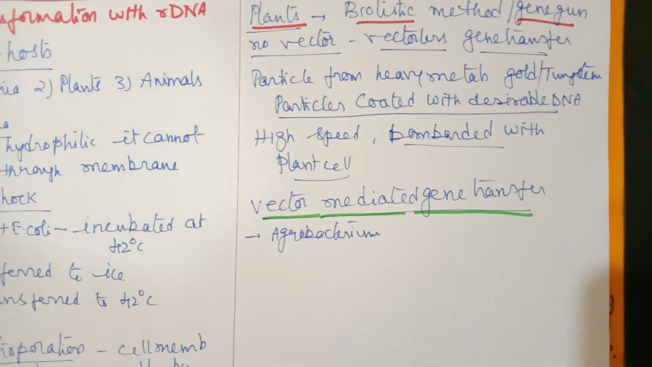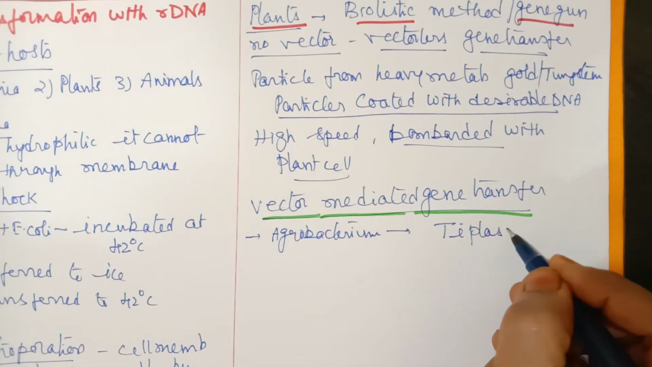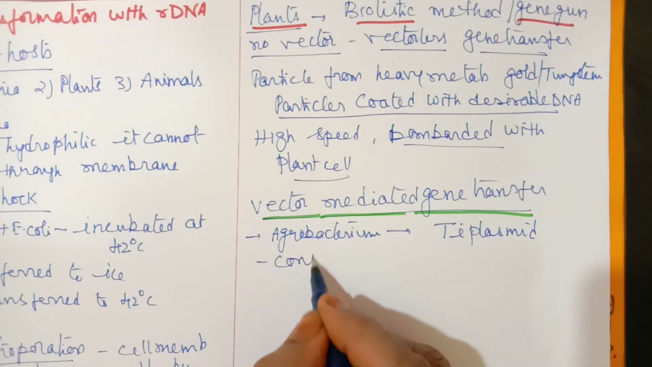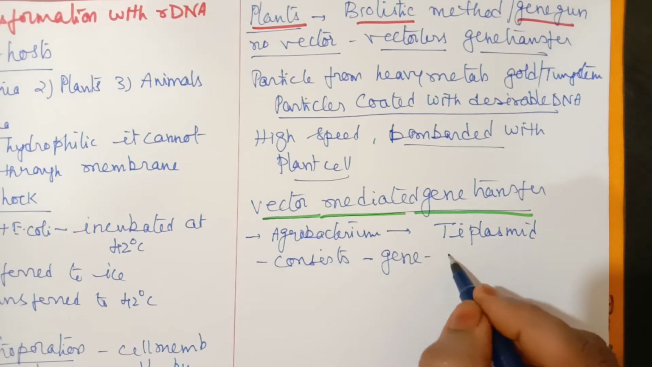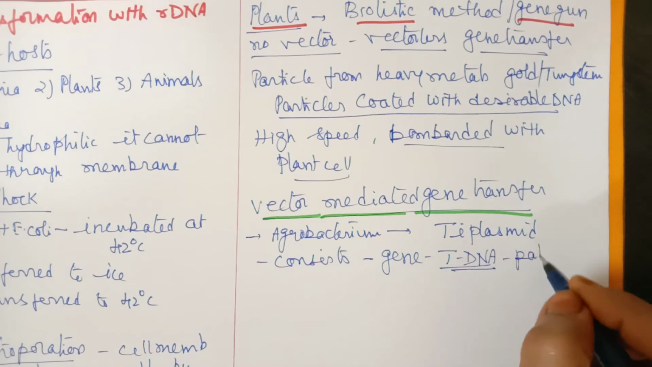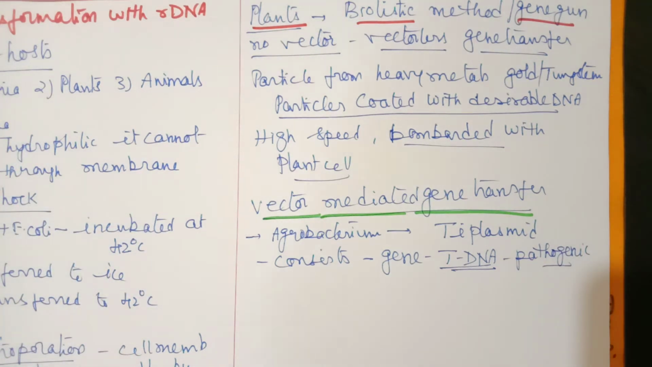This bacterium is used, and from this bacterium a plasmid called Ti plasmid is used. This Ti plasmid consists of a gene called tDNA. This tDNA is pathogenic in nature, that means it is actually this one which causes the disease. You know Agrobacterium is mainly useful in dicot plants. So Agrobacterium mainly causes disease in dicot plants.